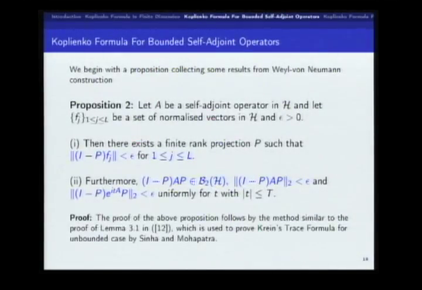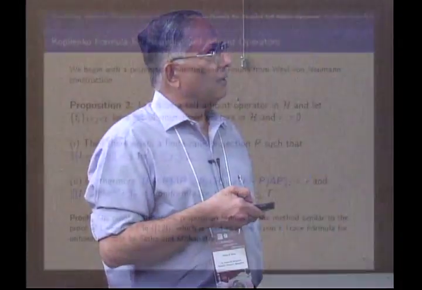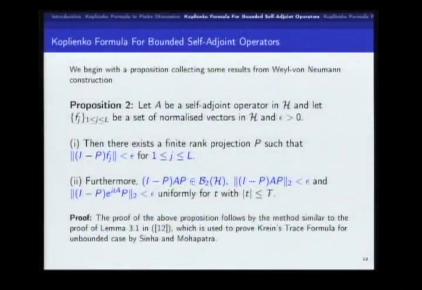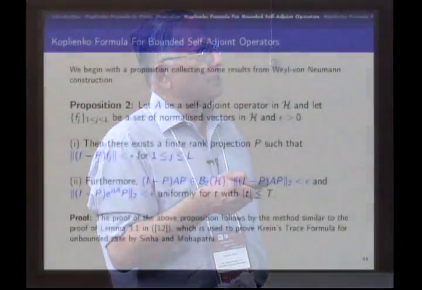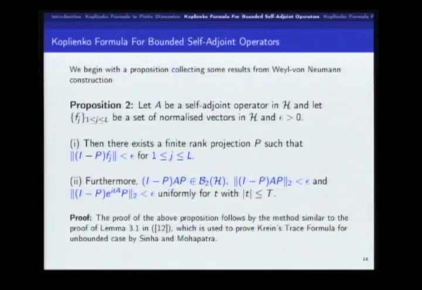Now, we have proven the Koplienko type formula for finite dimension. The next step is to approximate infinite dimensional problems by finite dimensional problems. And this is, as I said, a Weyl-von Neumann type of construction. It is an adaptation from Weyl-von Neumann's proof for something else that did that.